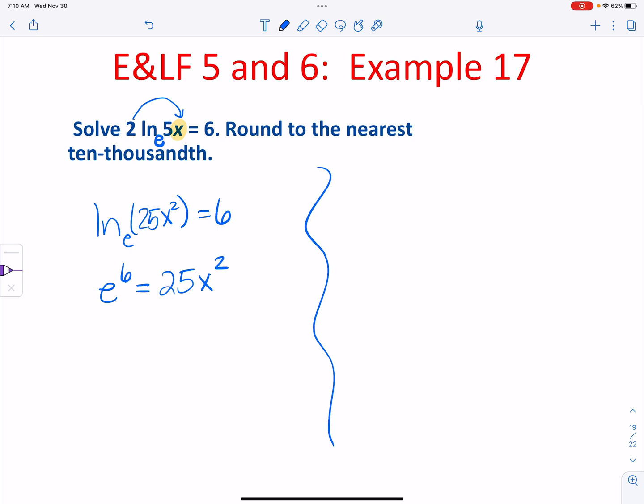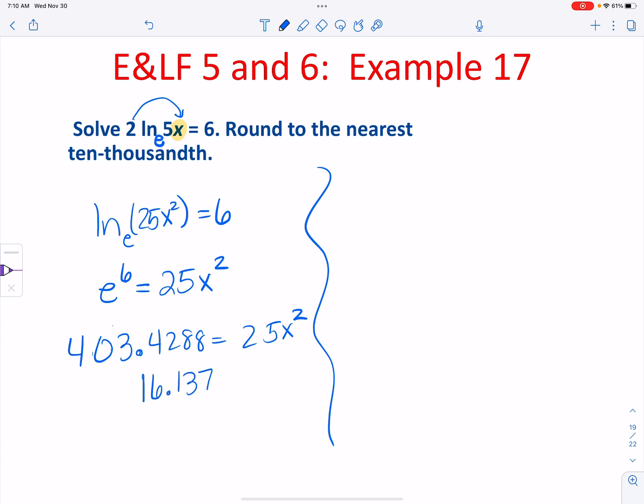So on your calculator, e has its own button. So that's 403.43. No, so, oh my gosh, that was ugly. 403.4288. Then I'm going to divide. I don't know how that got negative. I think it was just my brain. I'm going to divide by 25. And I get 16.1372. And then I'm going to square root.